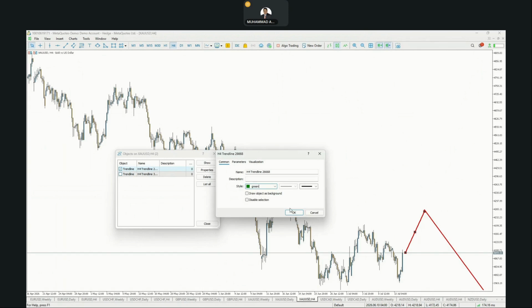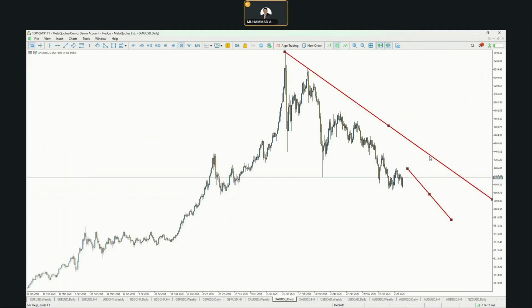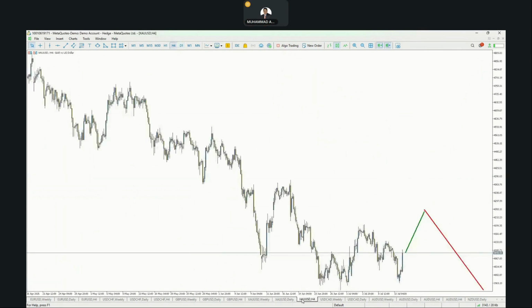Inside XAU USD spot gold, I expect kind of a short-term bullish pullback first, and then market is probably going to resume the downtrend. The trend is clearly bearish in daily time frame. This is the daily chart of spot gold over here. So here's the 4-hour. Wait for a bullish pullback, and then expect further weakness in price action.